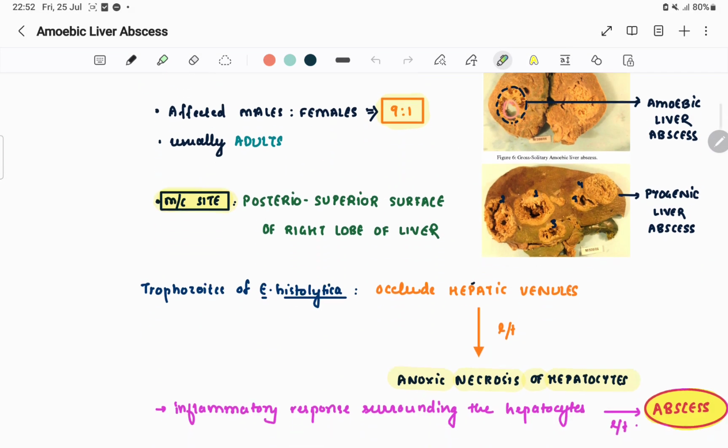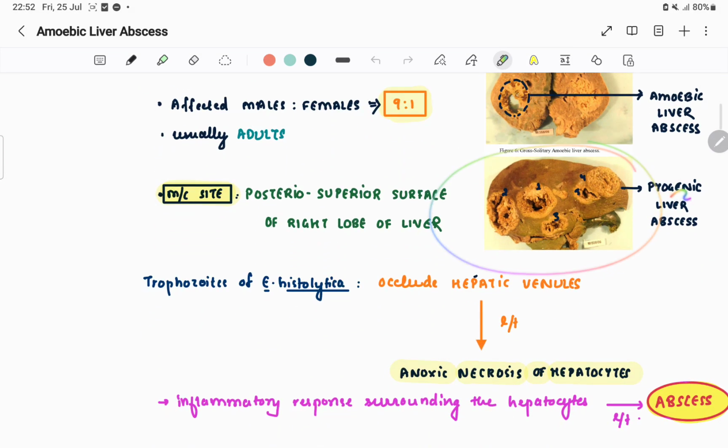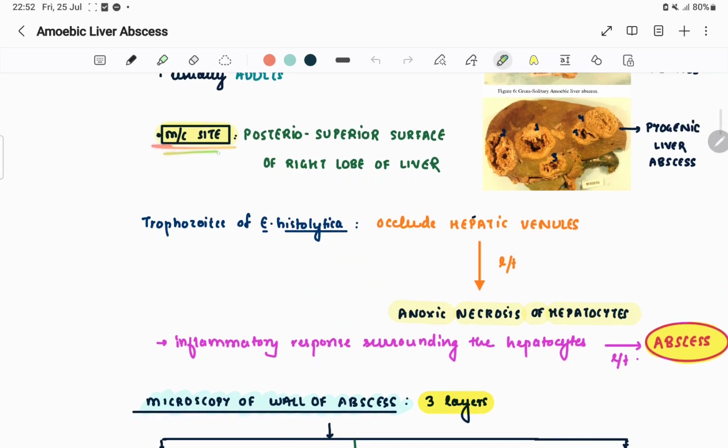You can see a single abscess here, and this is a pyogenic liver abscess. Pyogenic liver abscess means it is of bacterial origin, so bacterial liver abscesses are multiple. The most common site is the posterior superior surface of the right lobe of the liver, right?